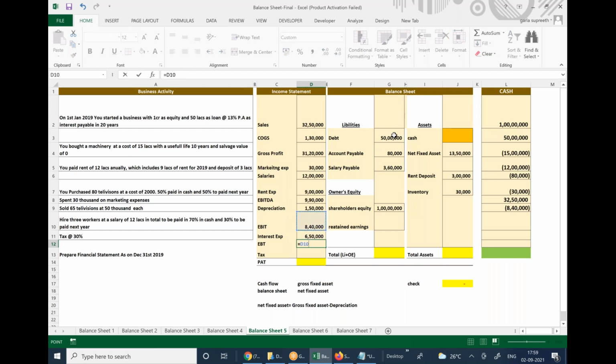So my EBT will be EBIT minus interest expense. And what is tax? EBT into the tax rate given in the problem, 30%. 57,000 equals EBIT minus tax. This 57,000, how did I pay? I have to pay from the bank, right? And even this interest, how did I pay? From the bank, right? So it will be equals minus 6,50,000, equals minus tax 50. Any doubts so far? You want me to repeat any particular topic?